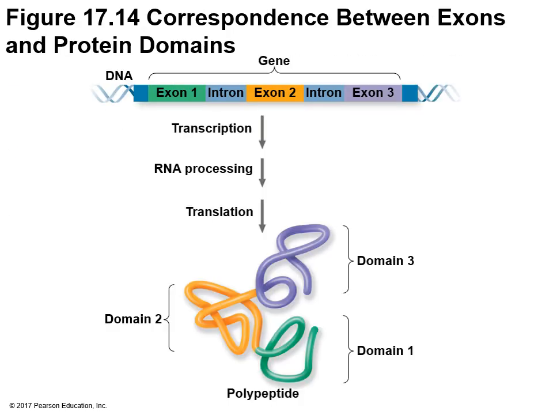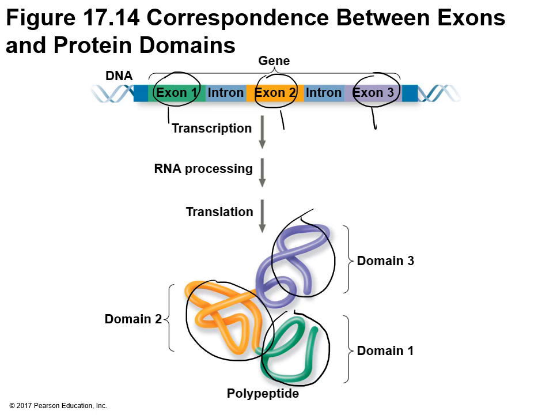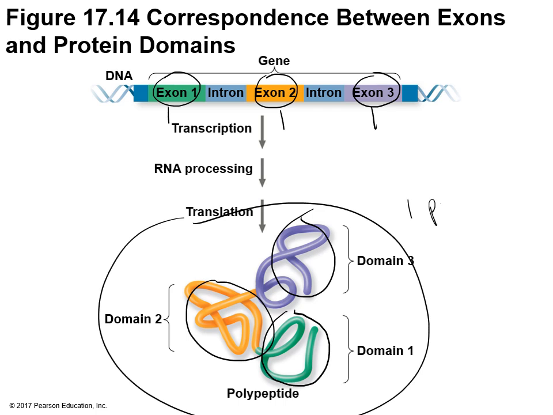So here we see the correspondence between exons and their protein domains. So we know that the exons are the coding regions of our gene. And each exon is going to correspond to a section of the protein, which is called the domain. So domain 1 corresponds to exon 1, domain 2 corresponds to exon 2, and domain 3 corresponds to exon 3. But this whole molecule right here is just one protein, or one polypeptide.